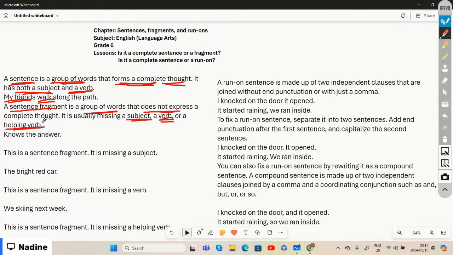All right. And now, if we look at the example, it says, knows the answer. If you look at that sentence, it says knows the answer. What do you think is missing within that sentence?